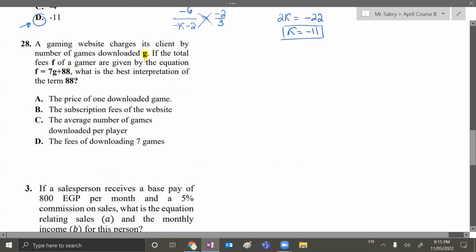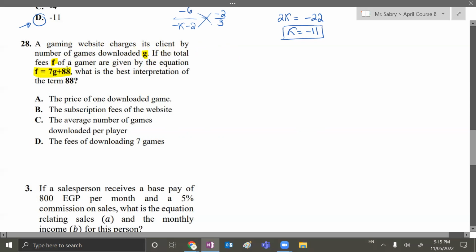So as you can see now, the most important thing is what each letter represents. And if you notice, I did not stop until the first full stop appeared. So I read the whole sentence all together so that I don't understand anything wrong. A gaming website charges its clients by number of games downloaded, G. It says if the total fees F, so F is the total fees of a gamer, are given by the equation F equals 7G plus 88.